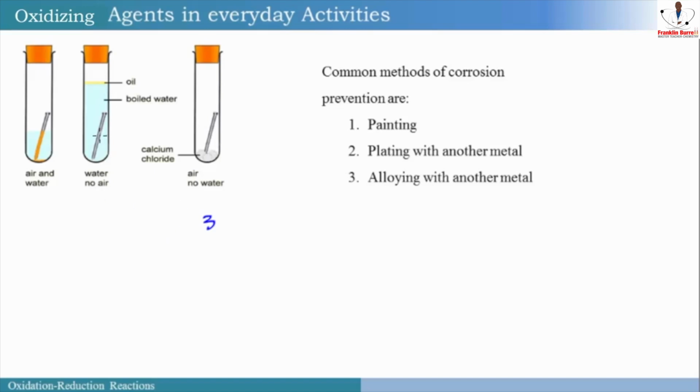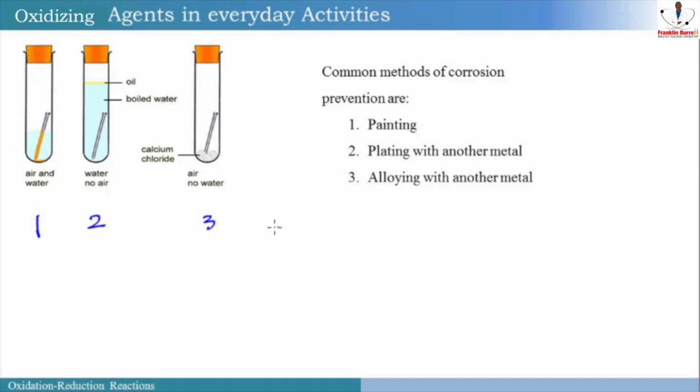Test tube 2 is missing oxygen because the water was boiled to remove any dissolved oxygen, so therefore no rusting. So test tube 2, no rusting. Test tube 1, we have rusting. Why? All three conditions are present. We have a nail, we have water, and we have oxygen. Hence, those conditions will cause rust to form on our iron.